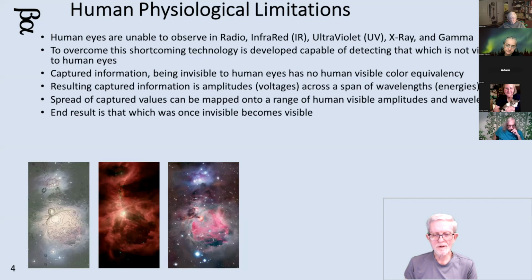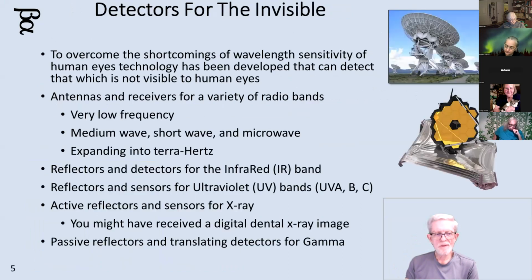So this is what we do to see what's not visible to the human eye, so long as it's producing photons that we can convert into voltage that we can then digitize and come away with information, come away with a signal or a picture. So detectors for the invisible.